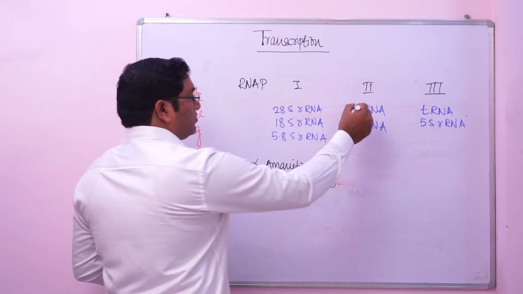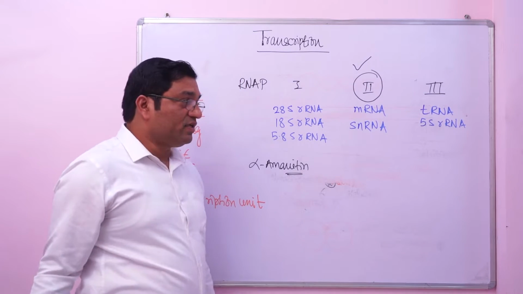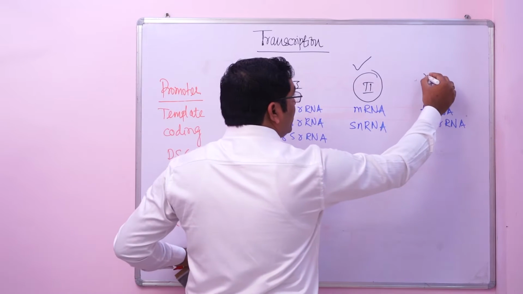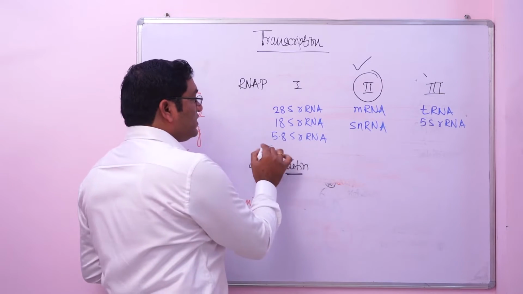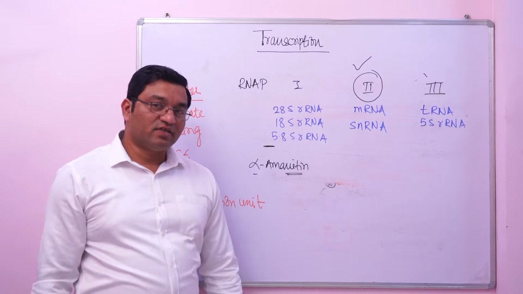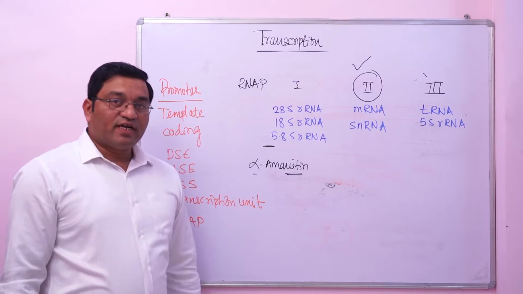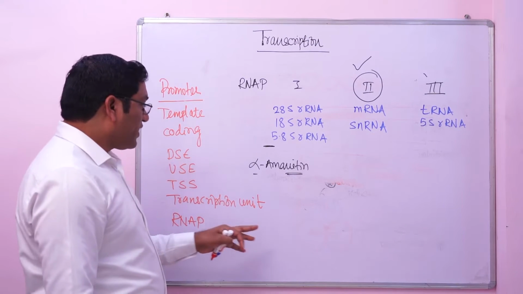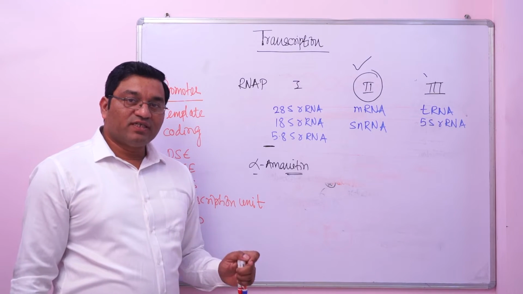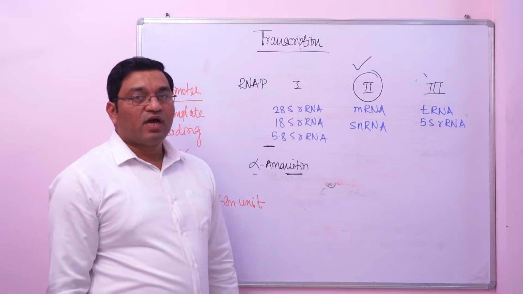So RNA polymerase 2 is sensitive to alpha amanitin, while RNA polymerase 3 has intermediate sensitivity, while RNA polymerase 1 is insensitive to alpha amanitin. So this is an MCQ in the entrance examination. So these are the types of RNA polymerase in eukaryotes. Prokaryotic RNA polymerase is the single RNA polymerase which can synthesize all three types of RNA.